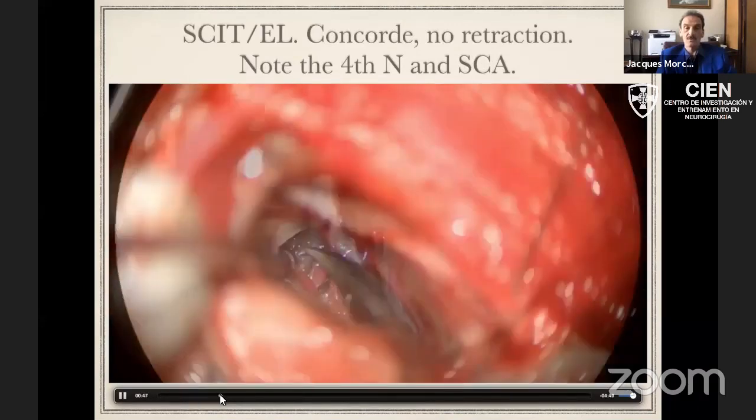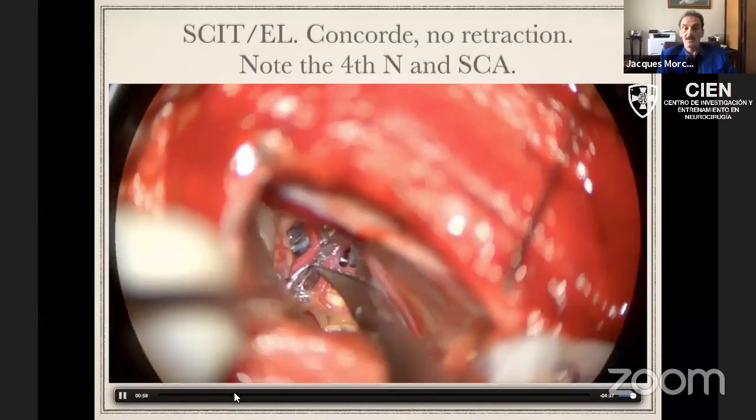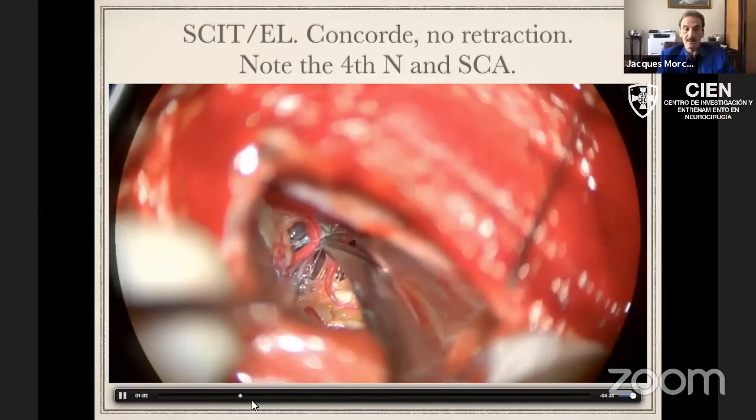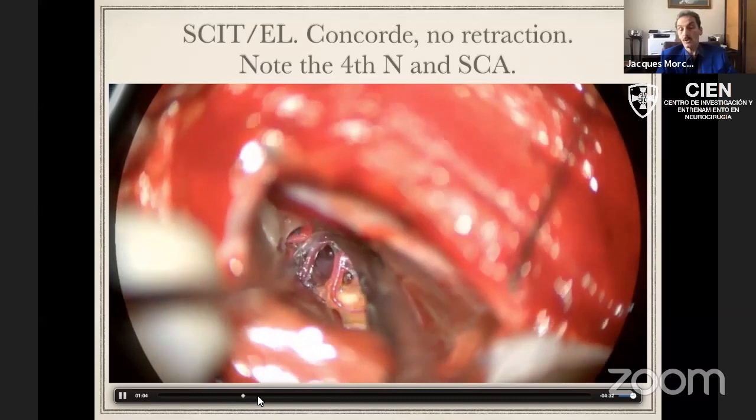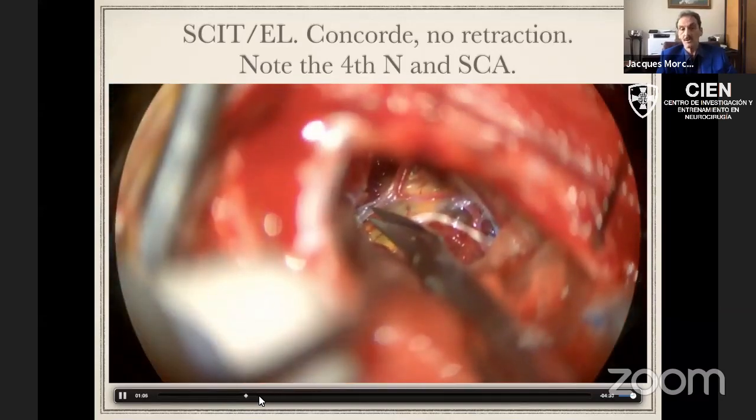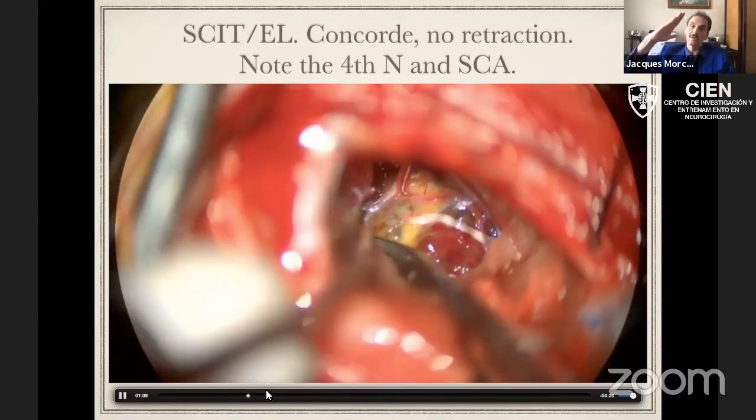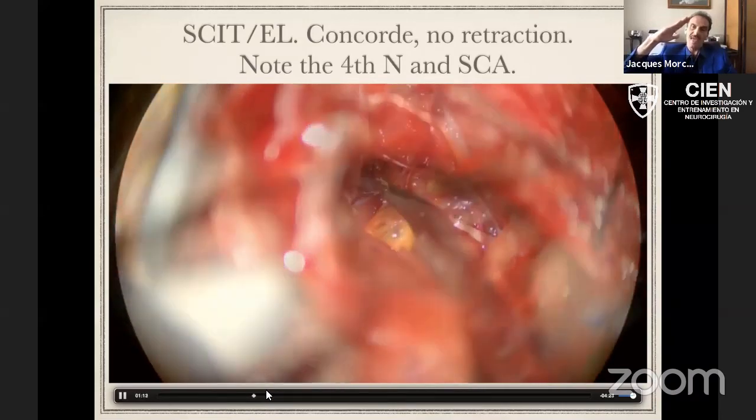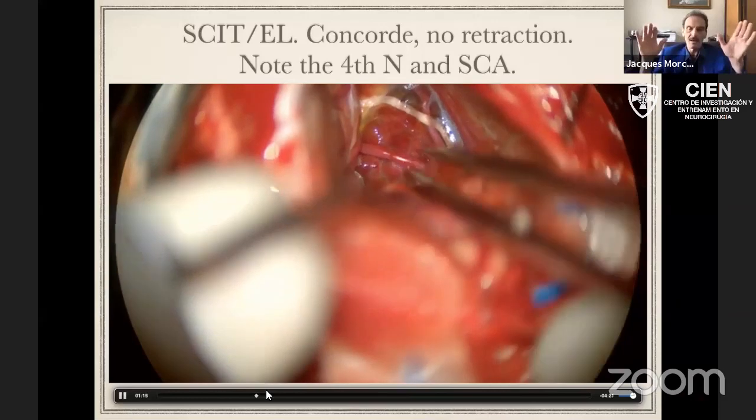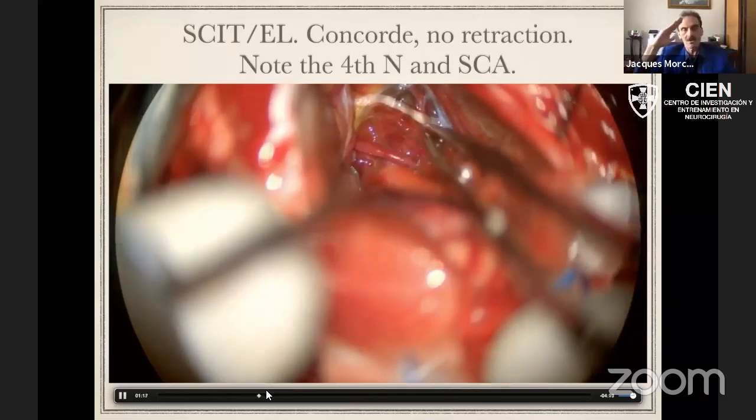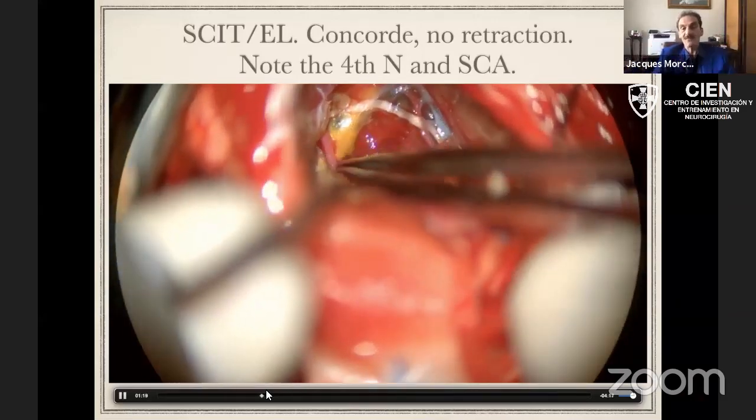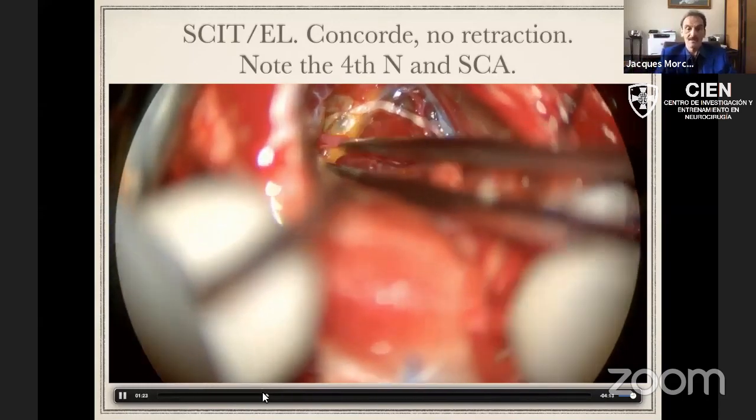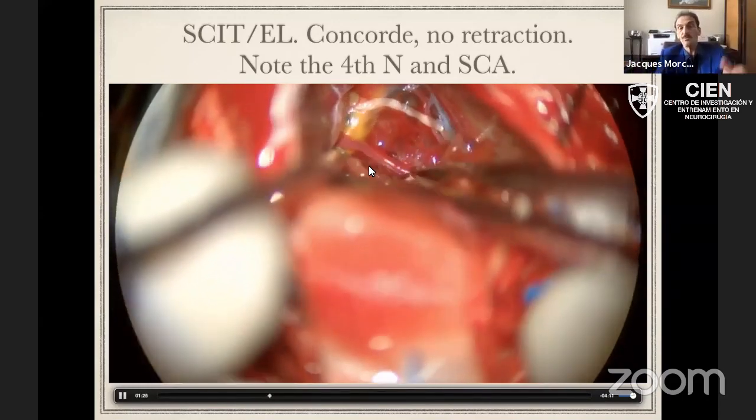Here is the view. So we're infratentorial, supracerebellar, no retraction. I mean, no self-retaining retraction. Concord position, meaning the body of the patient is angled. It's not prone. People assume concord means prone. It's not prone. You get CSF from cisterna magna, and you use gravity in your favor. And you can see it's beautiful view.